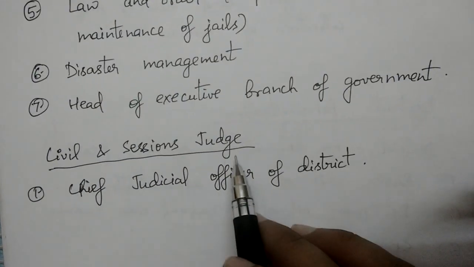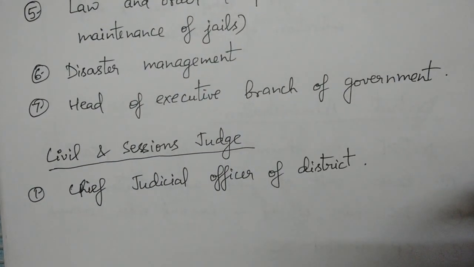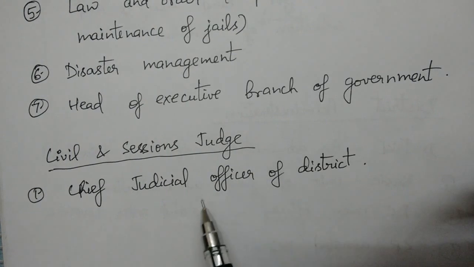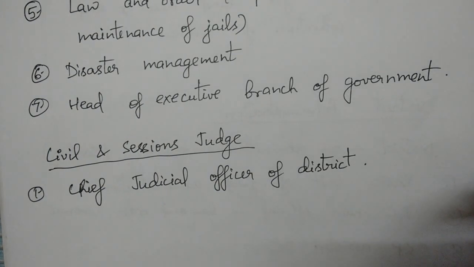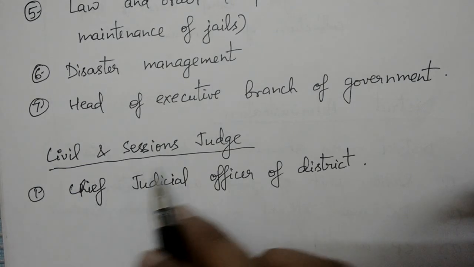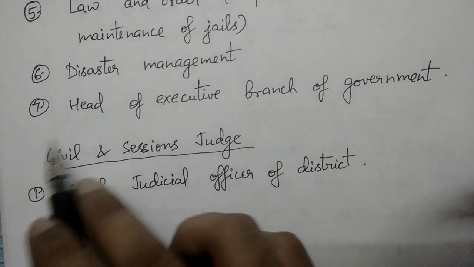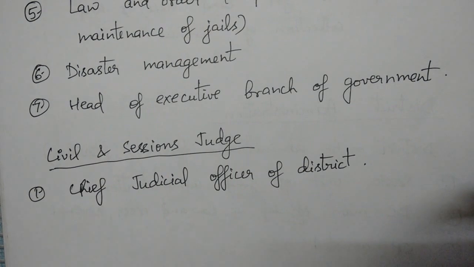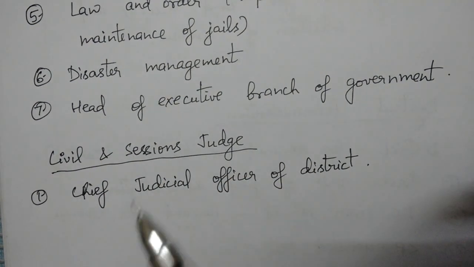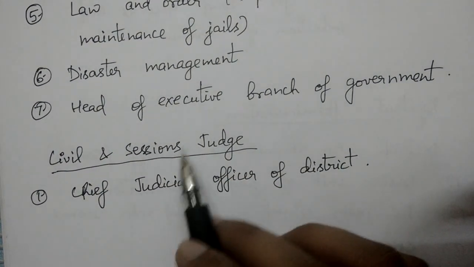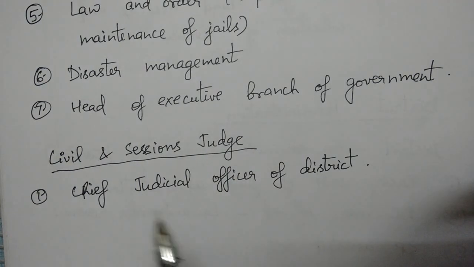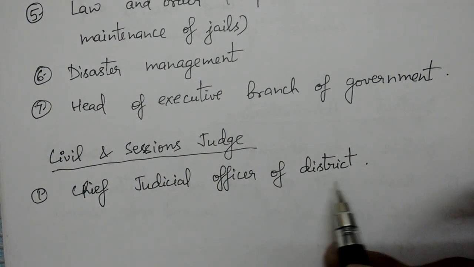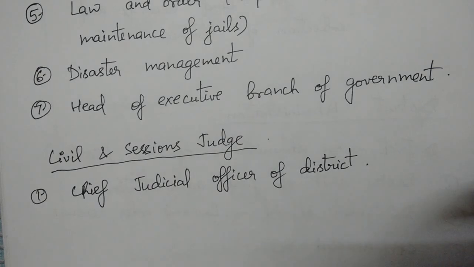Then civil and session judges. This is totally different from the DC. They are judiciary, and they were separated by the Cornwallis Code in 1793. So remember these particular dates. The civil judge used to decide civil cases. The sessions judge used to decide criminal cases, and usually the sessions judge is the district judge. So these two were the chief judicial officers of the district.